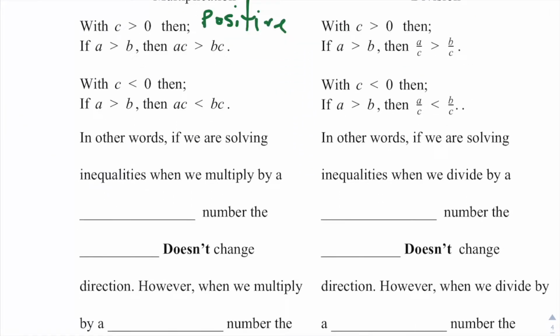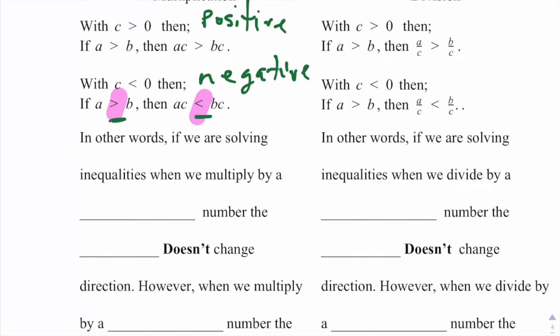However, there's a little rule here with multiplication and division. And that rule is if C is less than 0, or let's say C is negative, then if A is greater than B, then AC is less than BC. And if you notice right here, this is what happened. The sign, when you multiply by a negative, just switches sides.